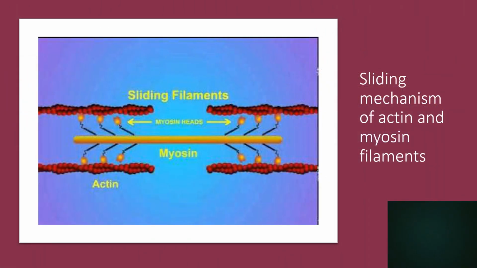I'll be talking about the sliding mechanism of actin and myosin. ATP binds to the myosin head, breaking the cross bridge between actin and myosin. ATP hydrolysis causes the myosin heads to change position and swivel, moving them towards the next actin binding site.